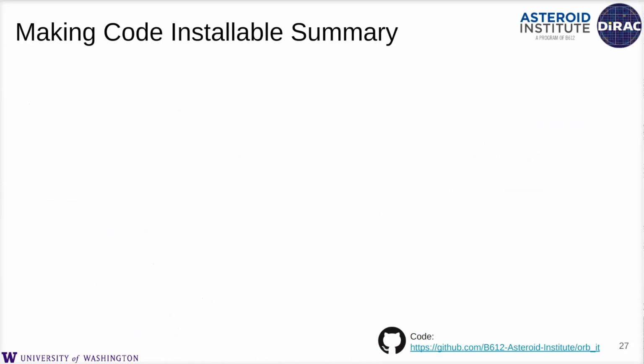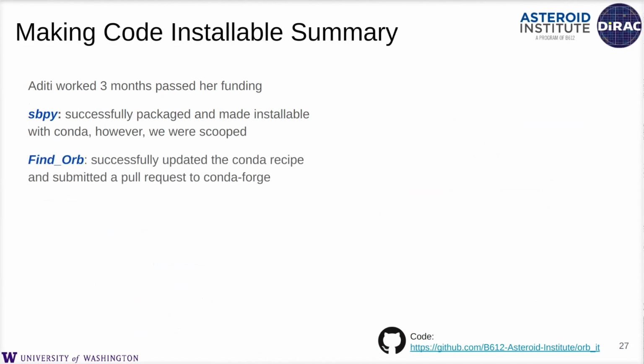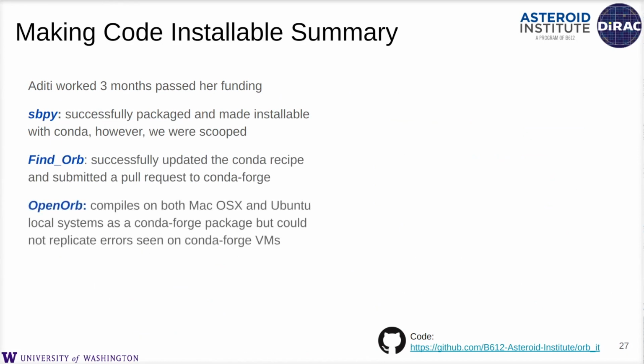But we did achieve success in 2 other projects. So I'll just quickly summarize what I just said. At this point, it's worth noting that Aditi had already worked 3 months past her funding. So huge kudos to her for doing that. For SBPi, we were successful, but we got scooped. That's okay, because the community still benefits from this. For FindOrb, we were successful start to finish, but it took a lot longer than we expected. And then finally, for OpenOrb, we almost got there, but there was just this final thing that we could not solve.